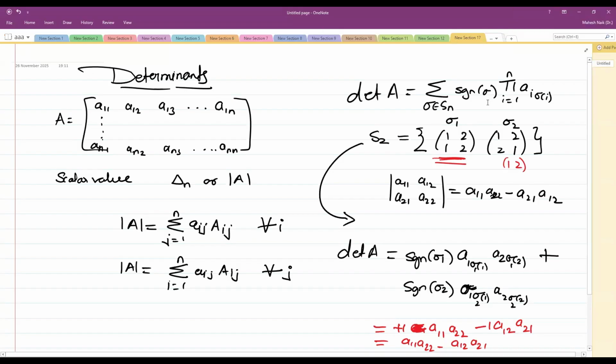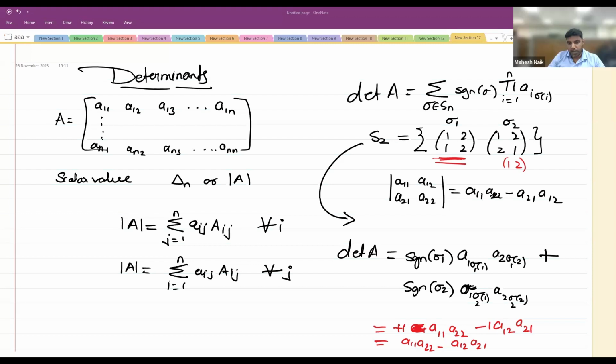Sir, here's the sign that determines, that means if the permutation is odd, we raise minus 1 to the power of an odd number. And when the permutation is even, we raise minus 1 to the power of an even number. Is it something like that? Yes, yes.